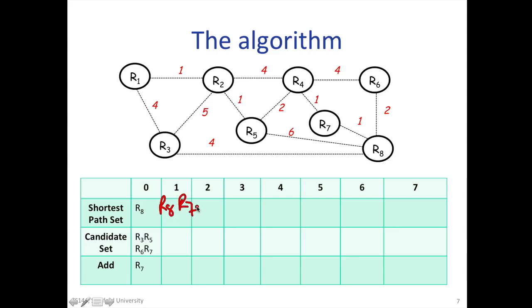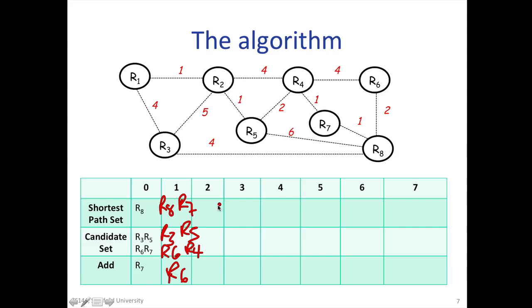My candidate set are the set of routers that directly connect to this subtree. So the ones that directly connect are R3 and R5 still, of course, because I haven't used them yet. R6, because I haven't used that one yet. I've used R7, so now R4 becomes added to the candidate set. And I'll pick from that set the one with the lowest cost path back to R8. That could either be R4, which has a cost of 2, or it can be R6, and I'm just going to arbitrarily pick R6.